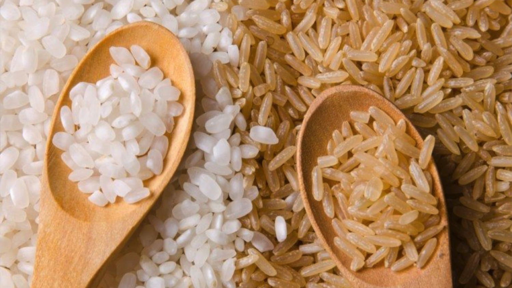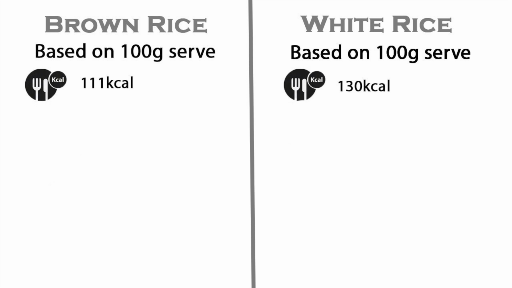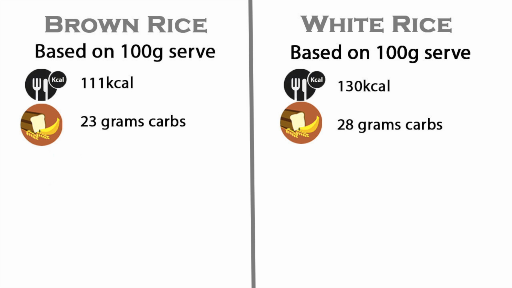A common swap that we're told to make is brown rice and white rice. But is there much of a difference between the two? Usually I don't track this type of information in my daily life, but it can be helpful to have an understanding of the nutrients in the foods that you are consuming. So when we take brown and white rice of the same portion size, brown rice has 111 calories to white rice has 130 calories. Brown has 23 grams of carbs and white has 28 grams of carbs.